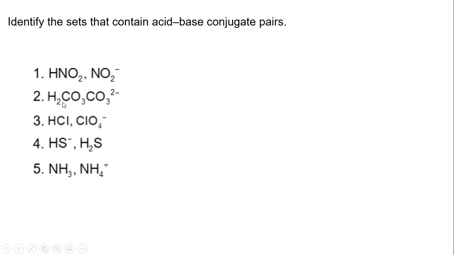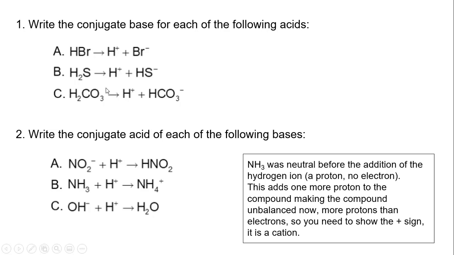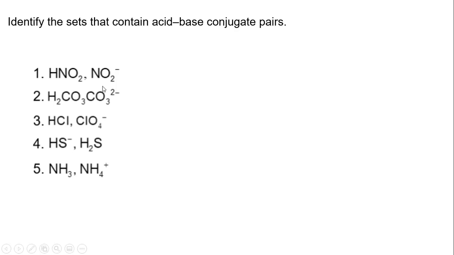Here we have carbonic acid and carbonate. This is not a conjugate acid-base pair because we do not lose 2 hydrogens at once. We do them in steps, like what you would see here. And here we have HCl and ClO4 minus. They're not even related. This is not a conjugate acid-base pair.